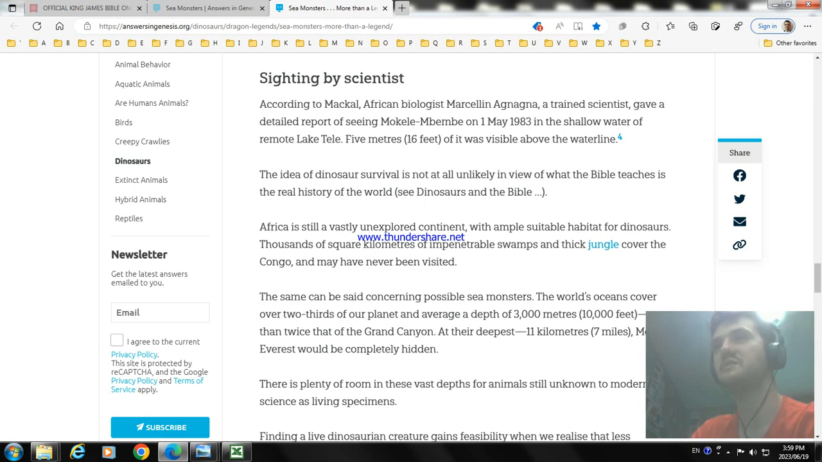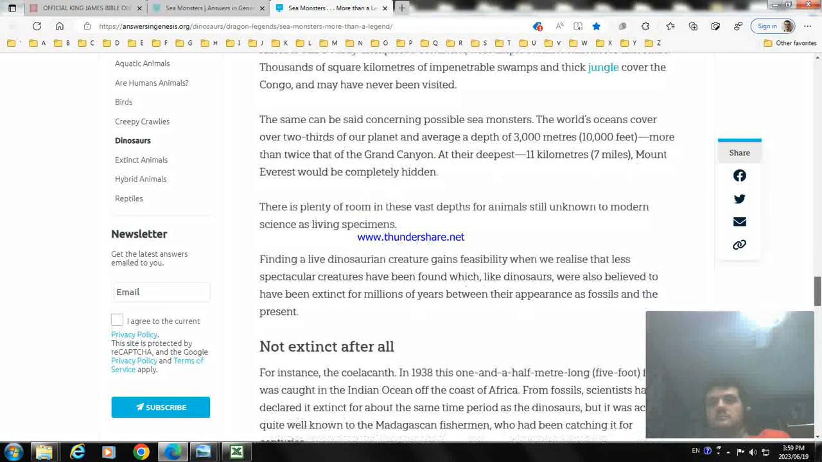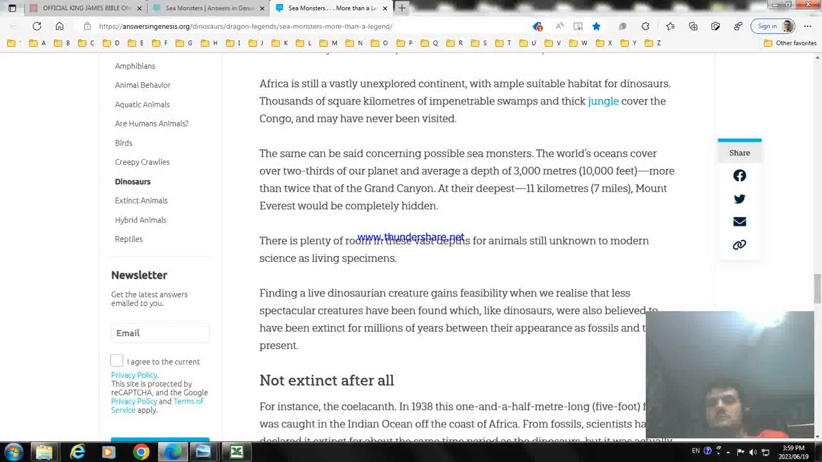Now, the idea of dinosaur survival is not at all unlikely if you accept what the Bible teaches about the real history of the world. See dinosaurs in the Bible. It's possible to hide monsters where oceans cover over two-thirds of the planet, with an average depth of 3,000 meters or 10,000 feet, more than twice the depth of the Grand Canyon. It's deepest at 11 kilometers, 7 miles.